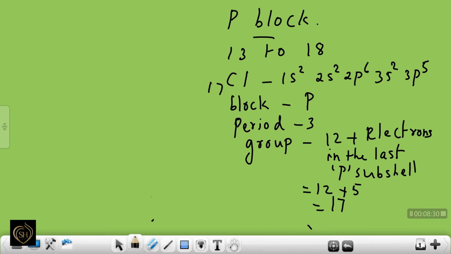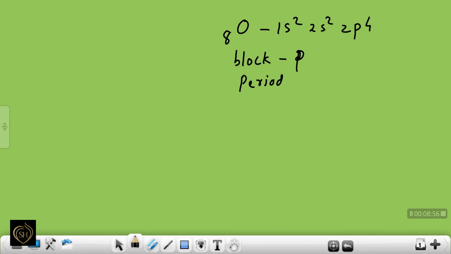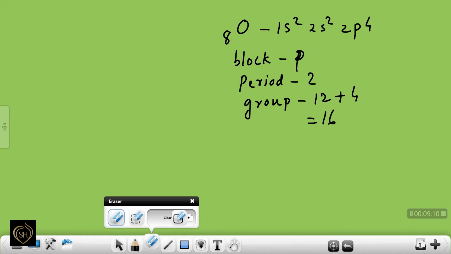One more example. Oxygen 8: 1s2, 2s2, 2p4. So block, the last subshell in which the last electrons are added, that is P. Then period, last shell, not subshell, last shell, that is 2. Then group, 12 plus last electrons in the P subshell, 12 plus 4, 16. So I think you understood this?